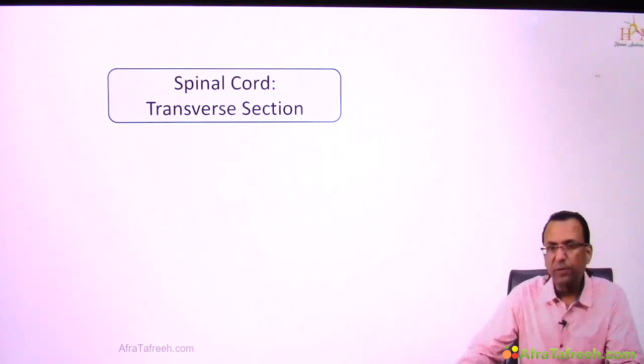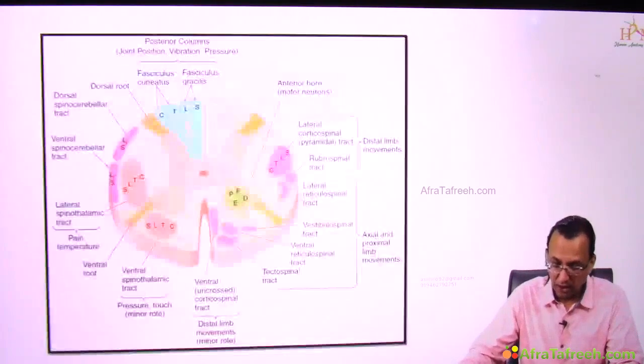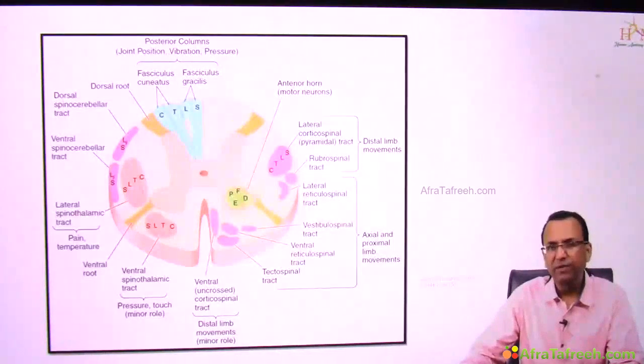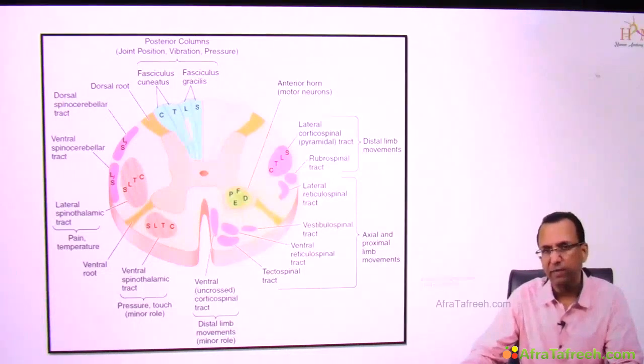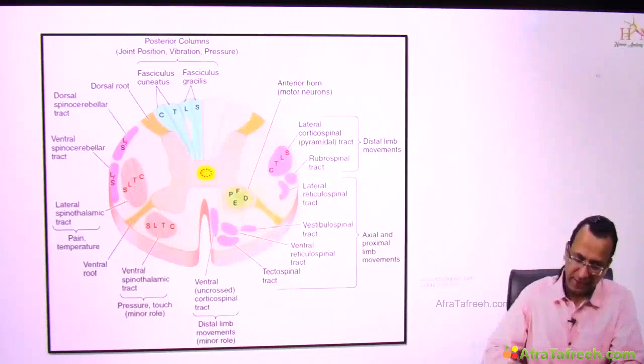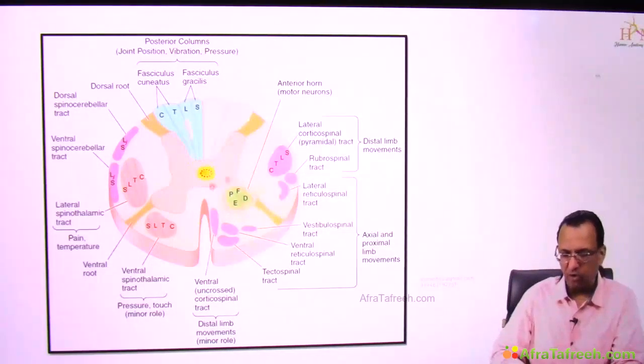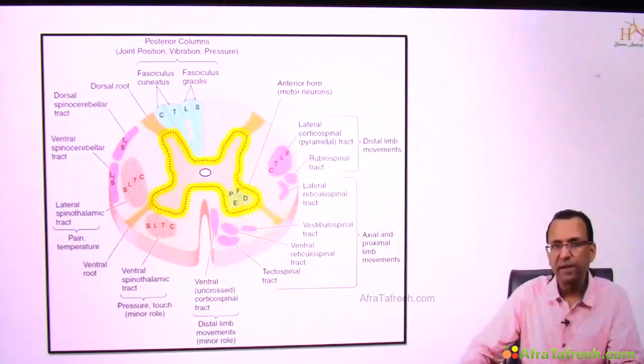So what you're supposed to do is take a transverse section of the spinal cord and discuss the details. This diagram, which we have taken from Harrison Medicine, will give you some briefing. Then we can draw the diagram ourselves. Harrison Medicine, what is it telling? It is telling that this is the central canal of spinal cord, which is filled with CSF, and around that is some H-shaped gray matter.